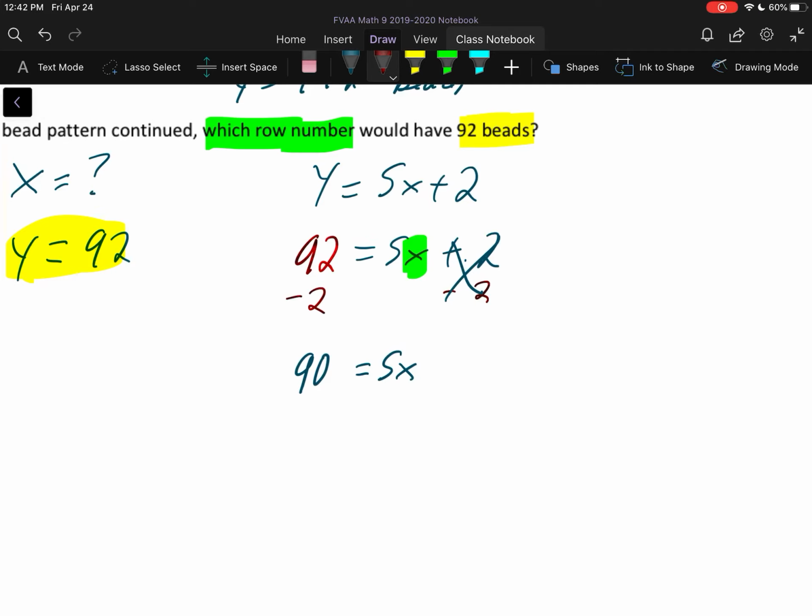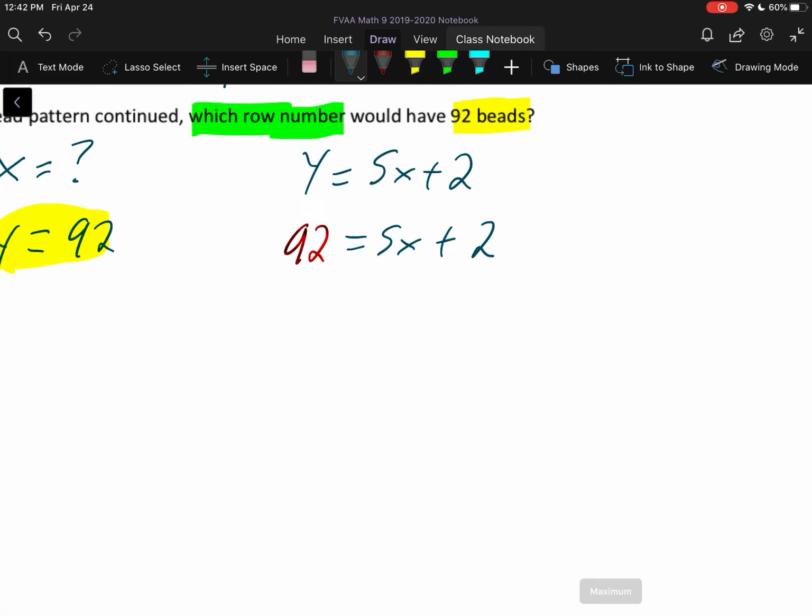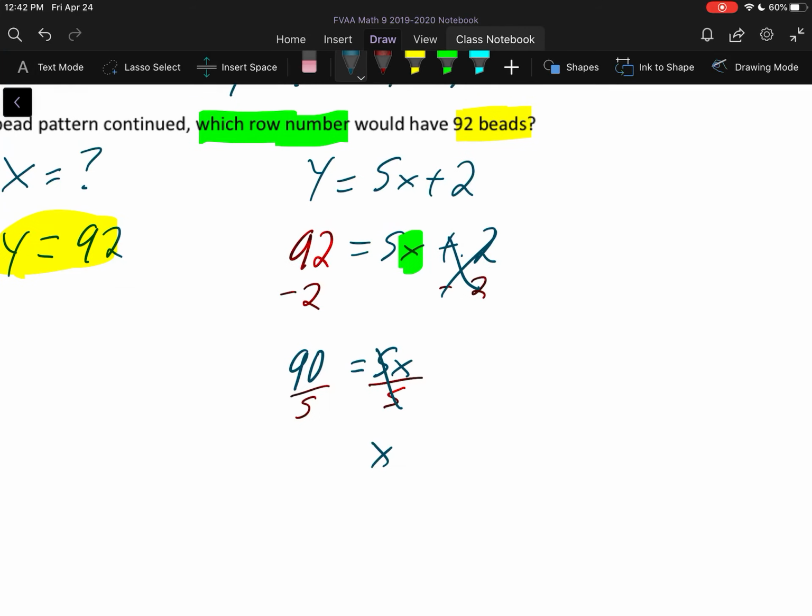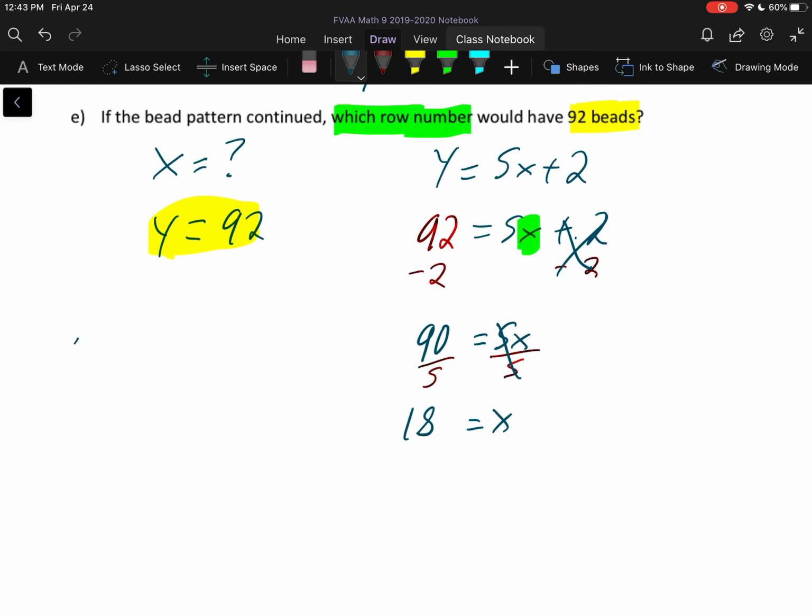Okay, because it's 5 times x, I'm going to divide by 5 on both sides. And that cancels the 5s, and I'm left with x. And then 90 divided by 5 is going to give me 18. Okay, so I have 92 beads at row 18.